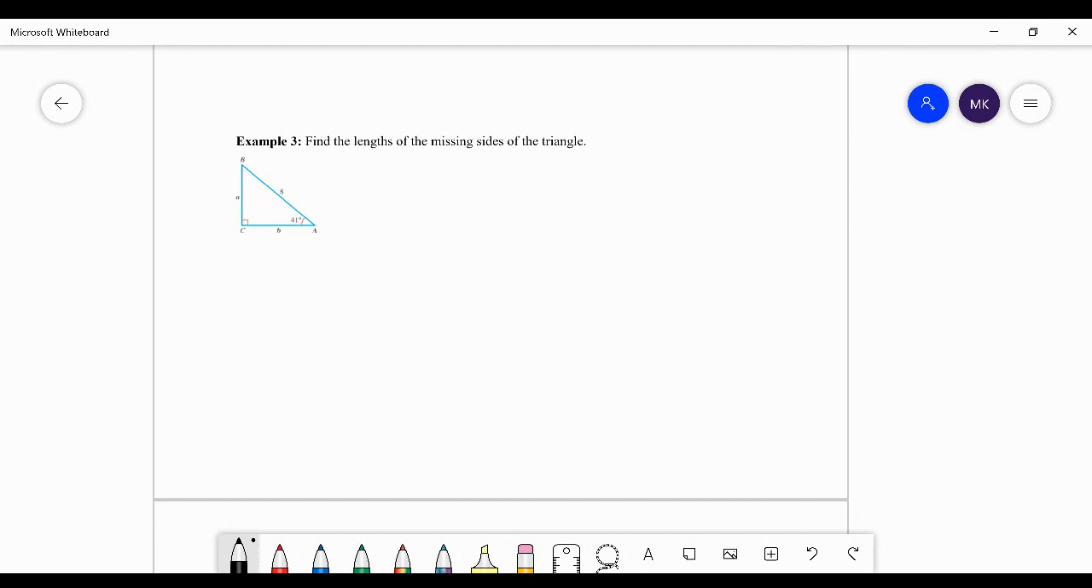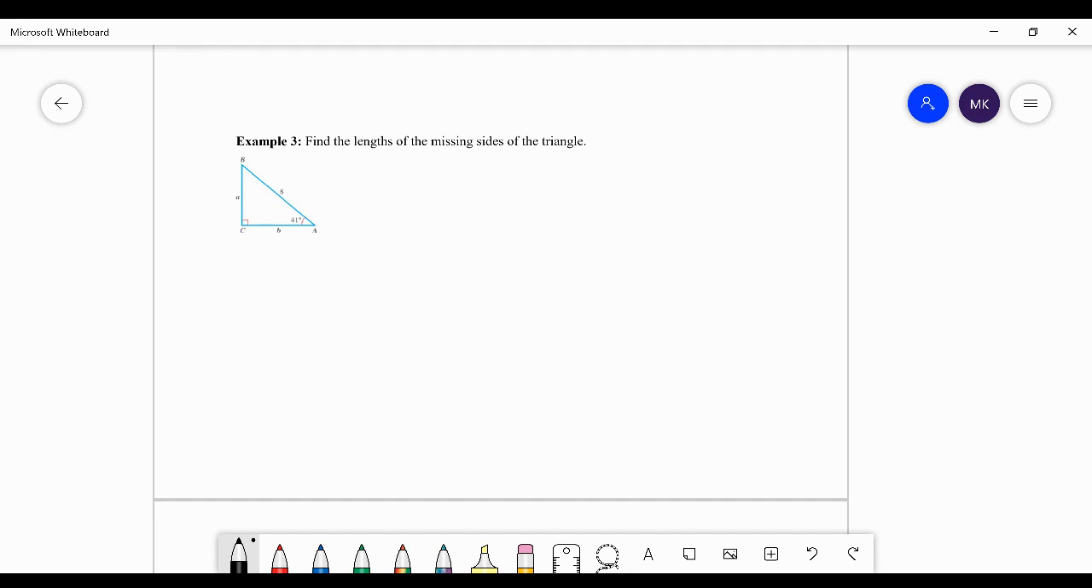We don't know the opposite or adjacent side, so we're going to want to use sine and cosine to find these two sides. You could use sine to find side A, and then use tangent and the side A that we found to find B. Or similarly, you could use cosine to find B and then tangent to find A. But it's just easier to use sine and cosine right from the get-go and find these two missing values.